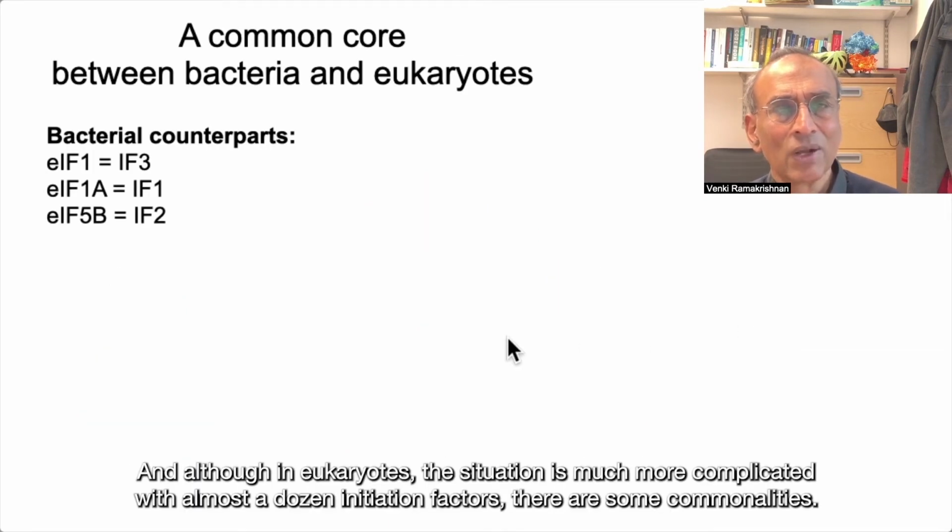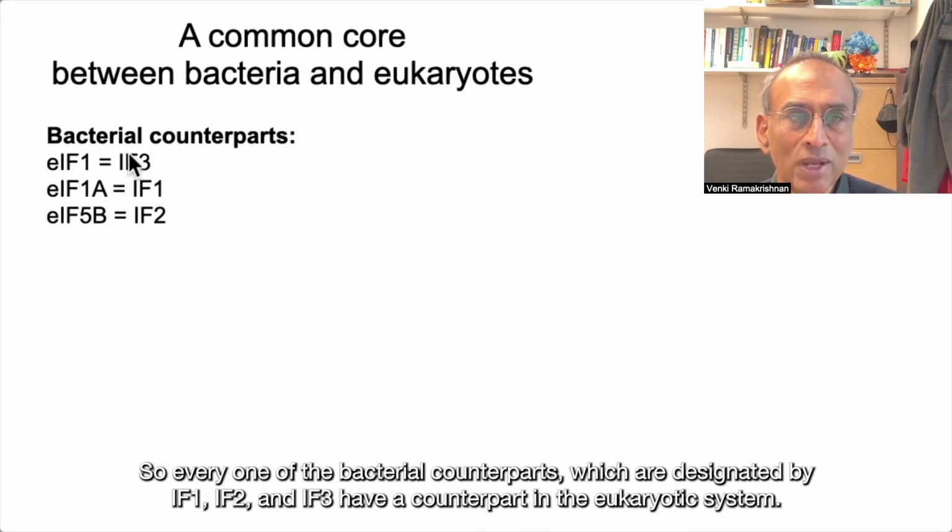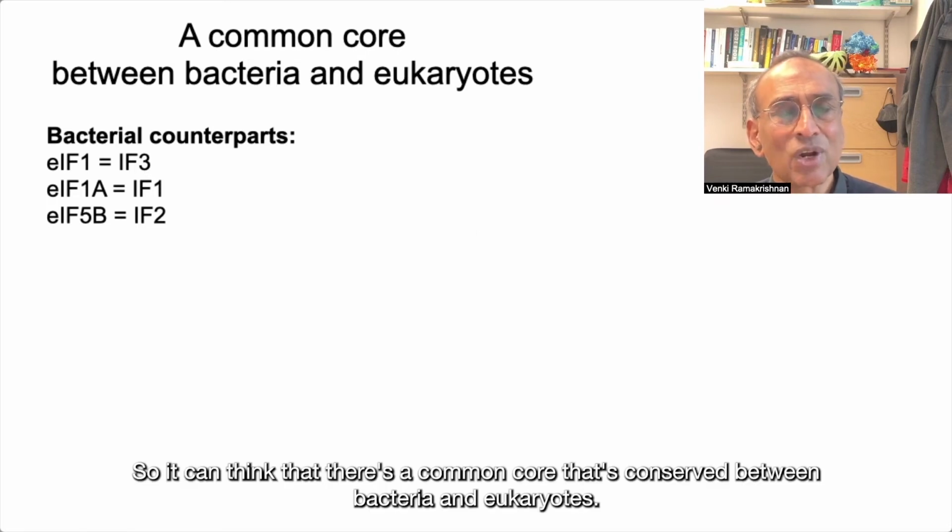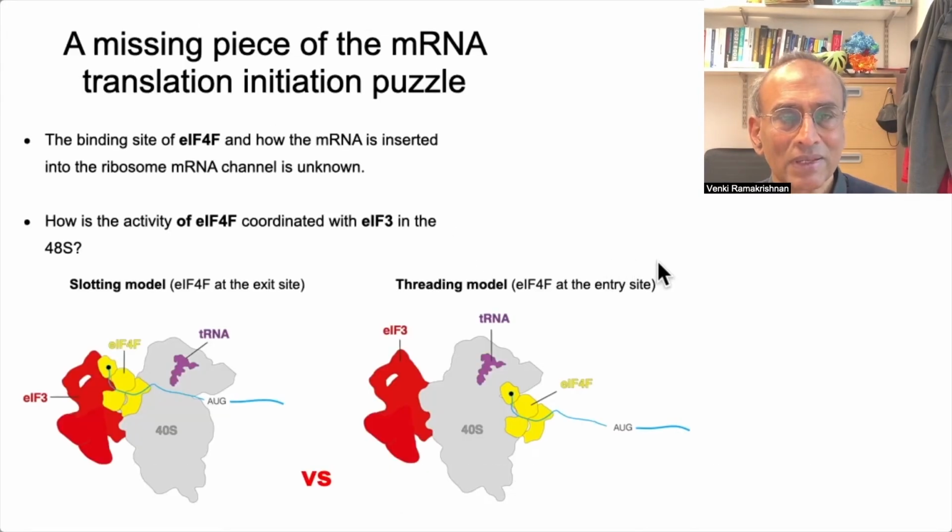And although in eukaryotes the situation is much more complicated with almost a dozen initiation factors, there are some commonalities. So every one of the bacterial counterparts, which are designated by IF1, IF2, and IF3, has a counterpart in the eukaryotic system. So you can think that there's a common core that's conserved between bacteria and eukaryotes.